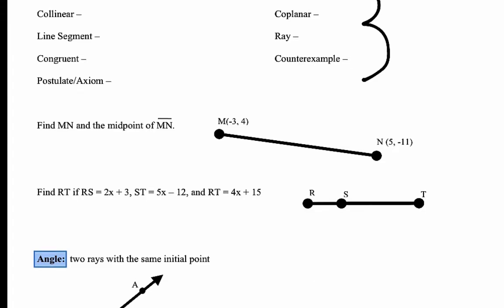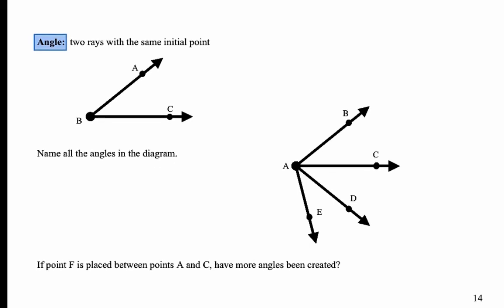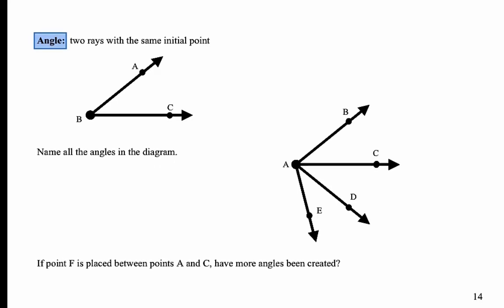But the main goal of this lesson is to understand what an angle is. And the definition of an angle is nothing more than two rays with the same initial point. So you can see in this diagram that both of these rays, ray BA and ray BC, start at the same point B and then extend forever in those two directions.